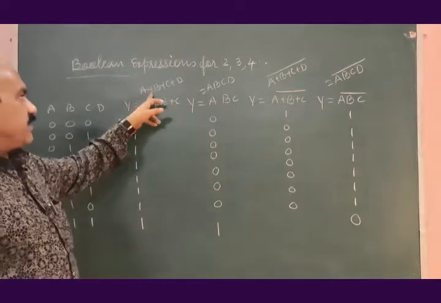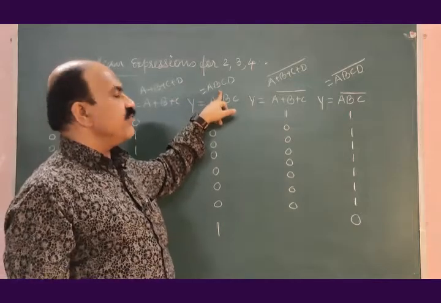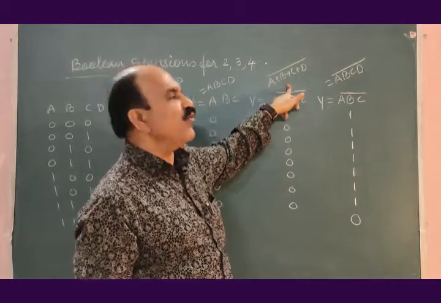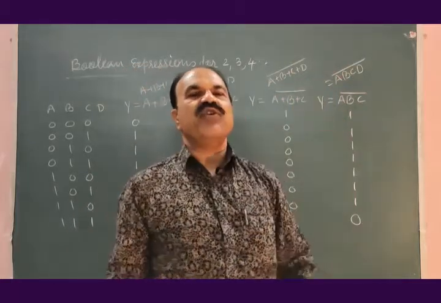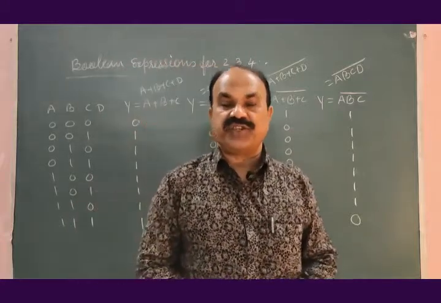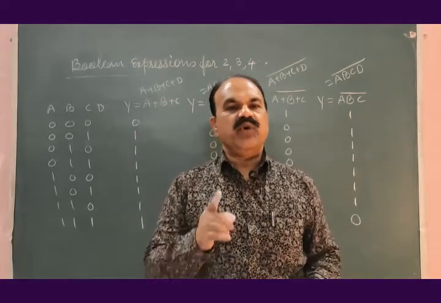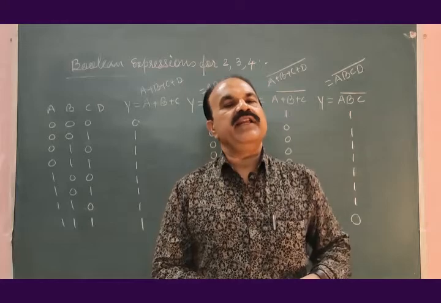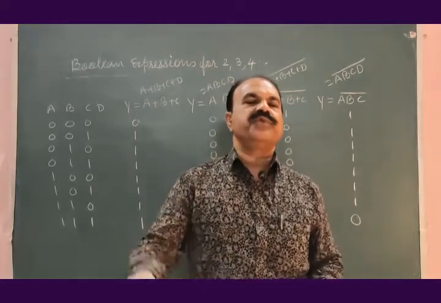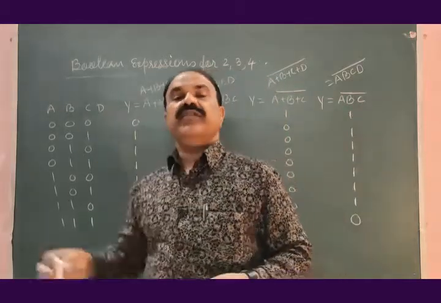So this is expression for ORing of 4 inputs. This is expression for ANDing of 4 inputs. This is expression for NOR of 4 inputs. This is expression for NAND of 4 inputs. This way we can write the Boolean expressions, Boolean equations, for 2 inputs, 3 inputs, 4 inputs, 5 inputs, 6 inputs and so on. These expressions are very simple.